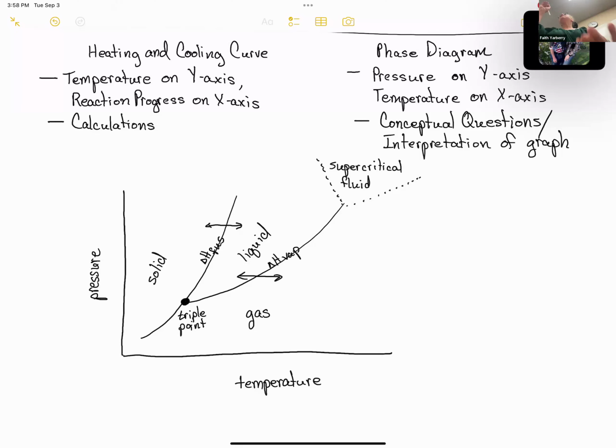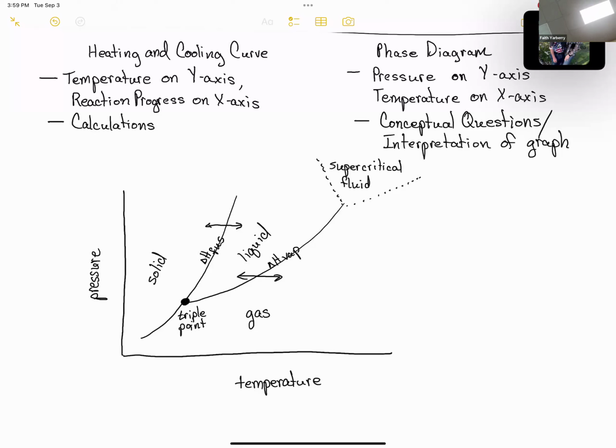Now, in the previous example, when we were doing the heating and cooling curve, there was but one value. Why was it at one value when this looks like it could be multiple values of temperature? Pressure wasn't taken into consideration.